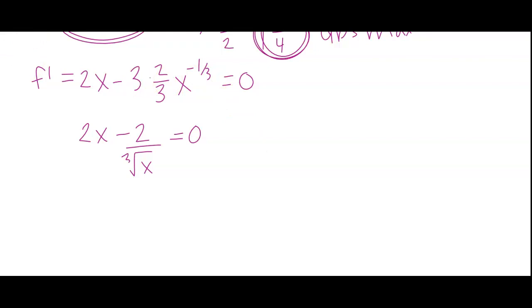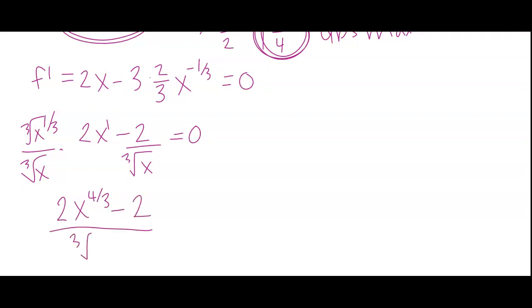And I'm going to go ahead and make this have a common denominator. So I'm going to multiply this by cube root of x over cube root of x. This should be x to the 1/3 and x to the 1. So I'm going to have 2x to the 4/3 minus 2, all over the cube root of x. And I want to know when this is 0.